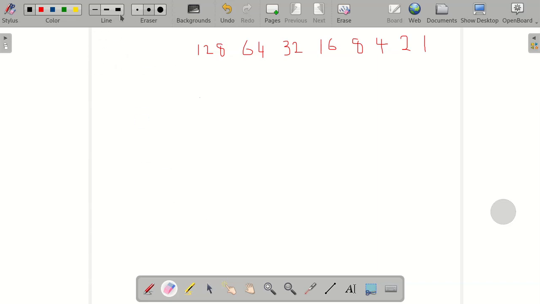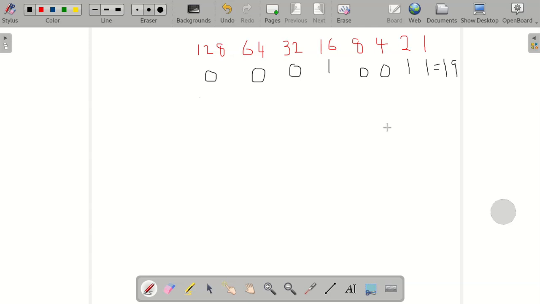Okay, so let's start by converting 19 into binary, because 19 won't be affected. So 16 plus 2 gives us 18, plus 1 gives us 19. So that's our 19 in binary. Here we'll be replacing everything with zeros. You can see that 16 plus 2 is 18, plus 1 is 19. So we've converted 19 into binary.